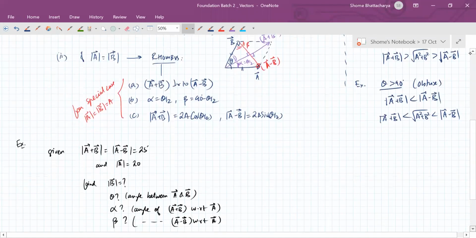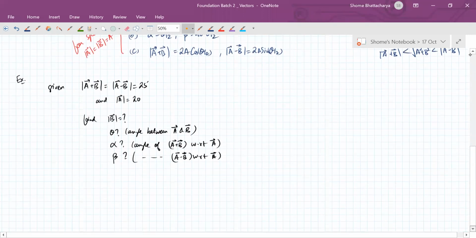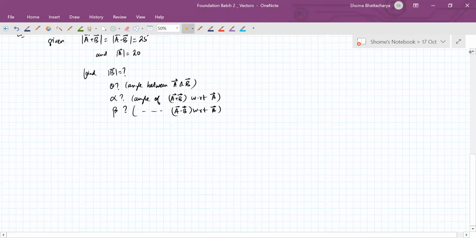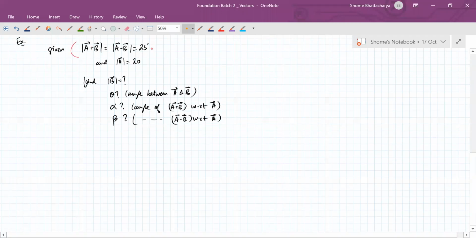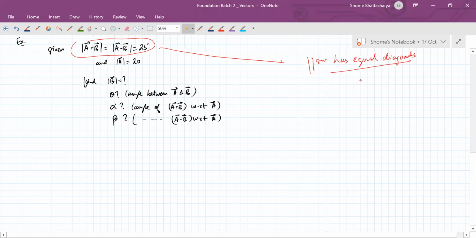Okay, so now see, the moment you look at this first statement, that magnitude of a plus b is equal to magnitude of a minus b, instead of doing any formula based calculation, you can just think directly that it means the vector parallelogram has equal diagonals. That basically means that the parallelogram is a rectangle, it cannot be anything else. Therefore theta is equal to 90 degrees and magnitude of a plus b equals magnitude of a minus b, which also equals square root of a square plus b square.